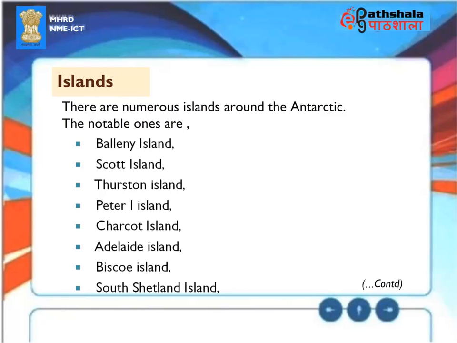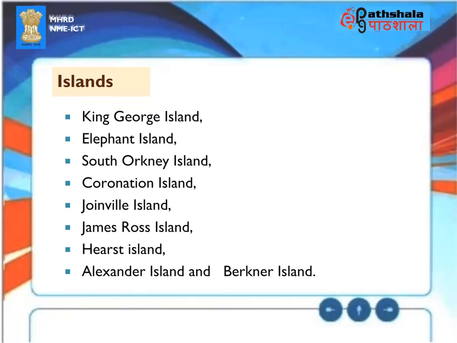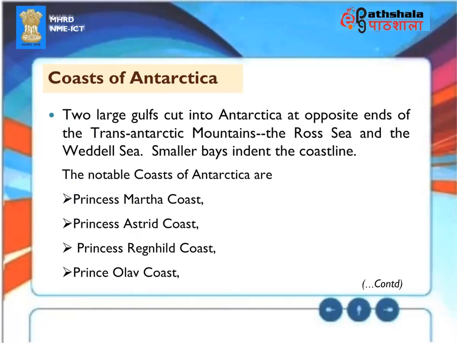Islands. There are numerous islands around the Antarctic. The notable ones are Baleine Island, Scott Island, Thurston Island, Peter One Island, Charcot Island, Adelaide Island, Biscoe Island, South Shetland Island, King George Island, Elephant Island, South Orkney Island, Coronation Island, Joinville Island, James Ross Island, Hearst Island, Alexander Island, and Berkner Island.